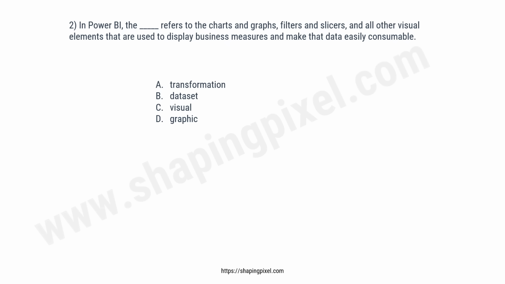Question number 2. In Power BI, the dash refers to the charts and graphs, filters and slicers, and all other visual elements that are used to display business measures and make that data easily consumable. And we have four options. Option A, transformation. Option B, dataset. Option C, visual. And option D, graphic. The right answer here is option C, visual.